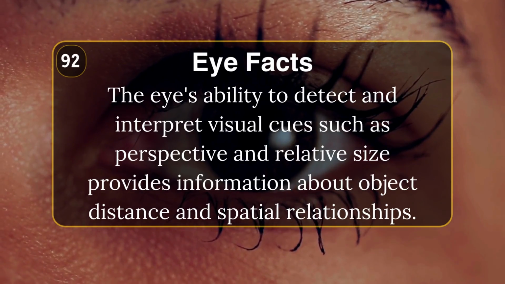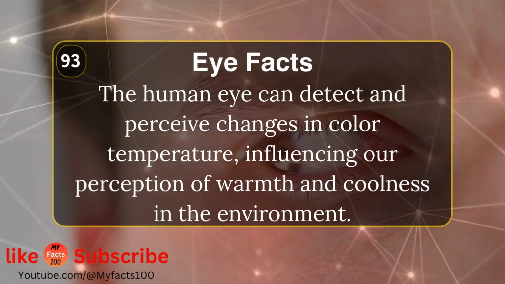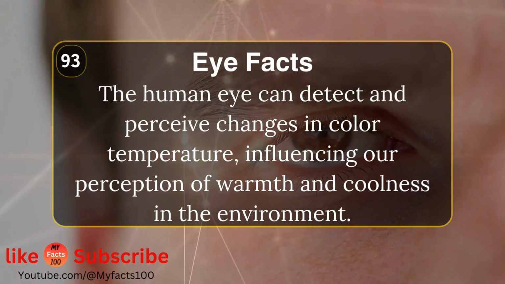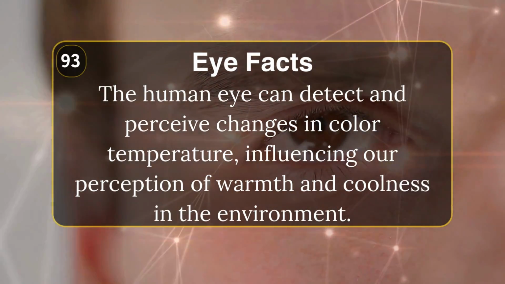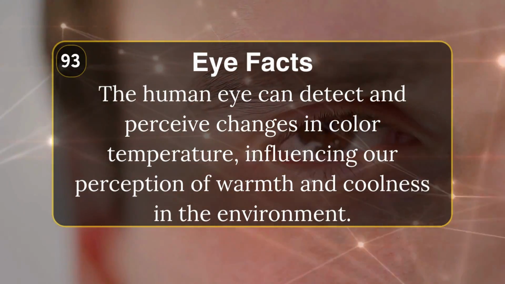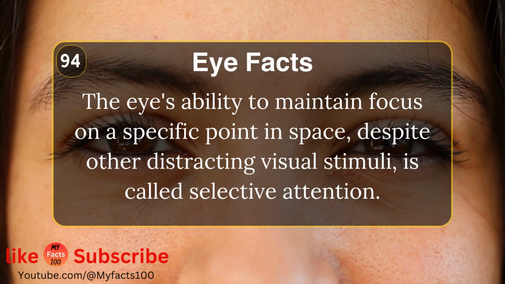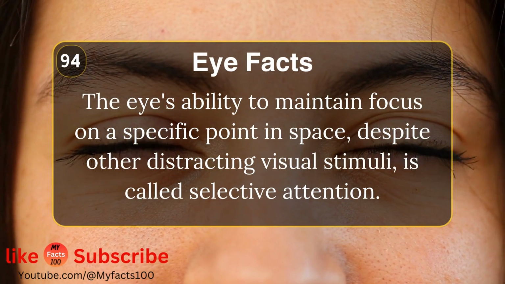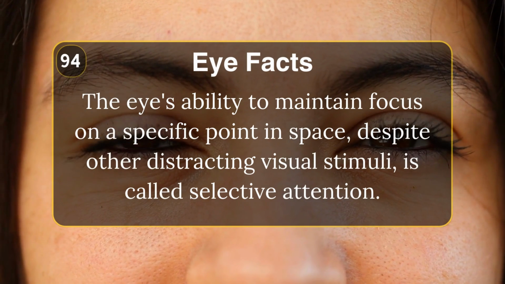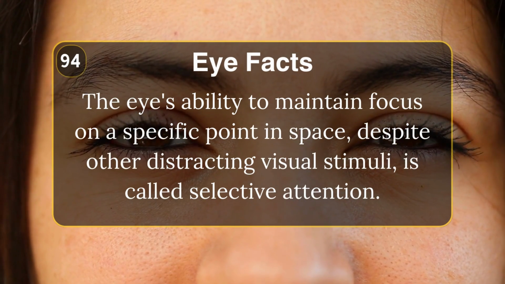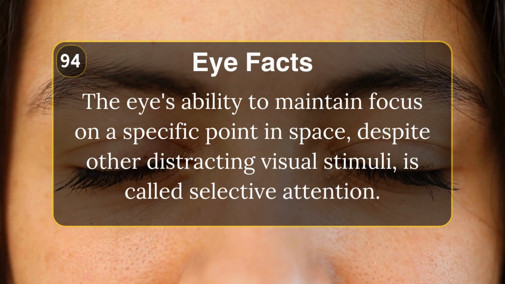The human eye can detect and perceive changes in color temperature, influencing our perception of warmth and coolness in the environment. The eye's ability to maintain focus on a specific point in space, despite other distracting visual stimuli, is called selective attention.